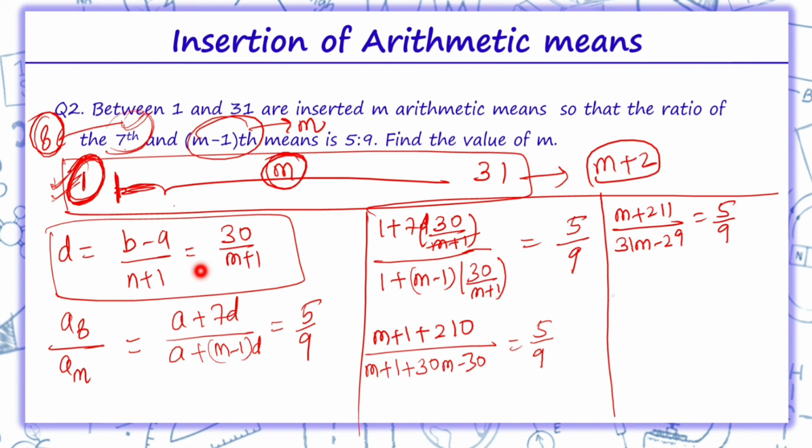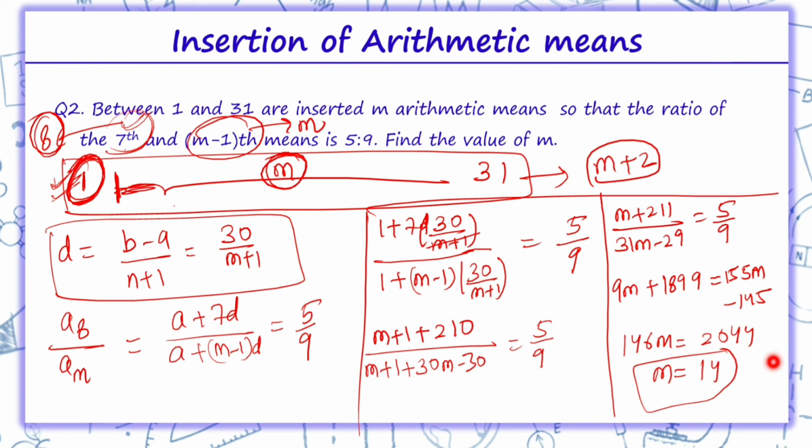On cross multiplication, we'll solve it and we'll get 9m plus 1899 equals 155m minus 145. So we'll shift m to this side and thus we'll get 146m is 2044. Thus the value of m will come to be 14. So this is how we can find out the value of m by applying the concept of arithmetic means.